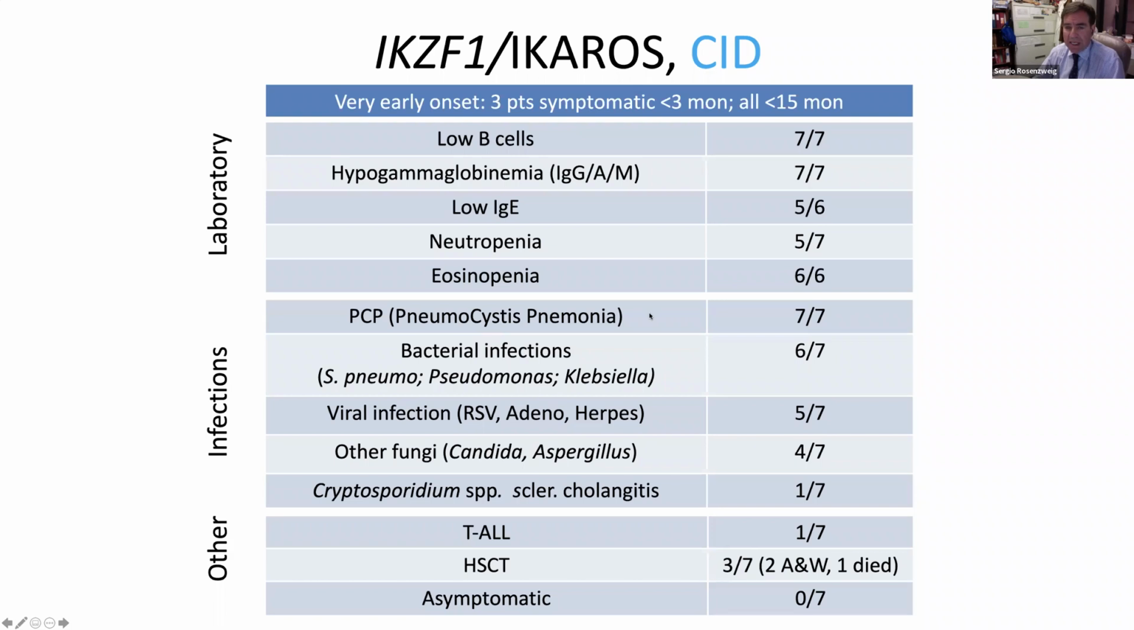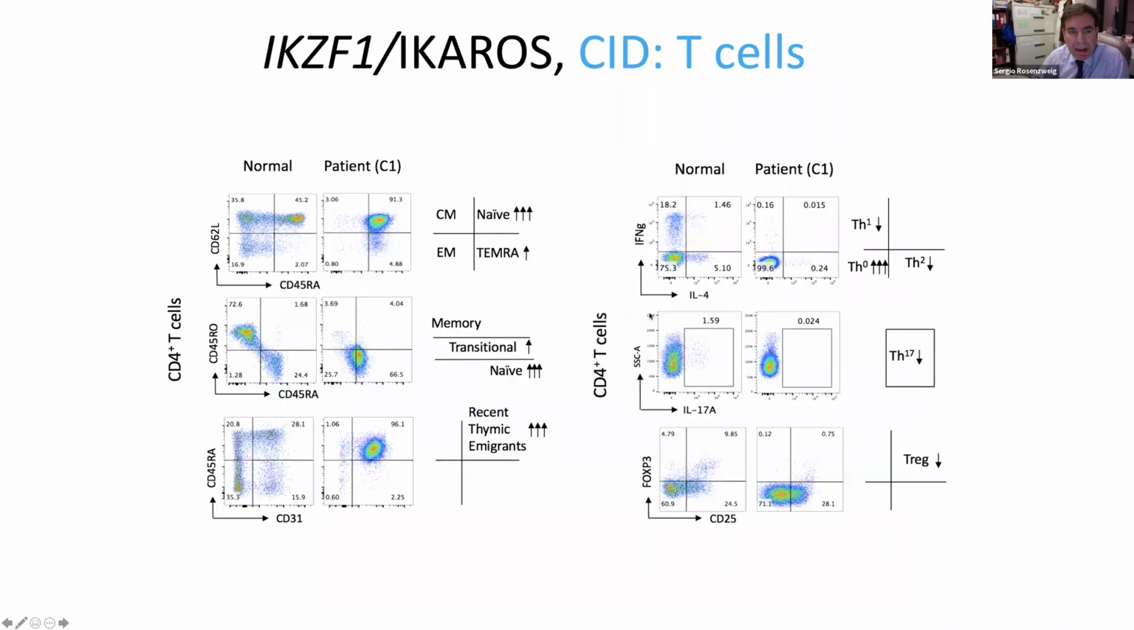PCP, PJP is a very common manifestation. But what about the lab tests, which are the ones you are more interested in, and which can help you to diagnose these patients?